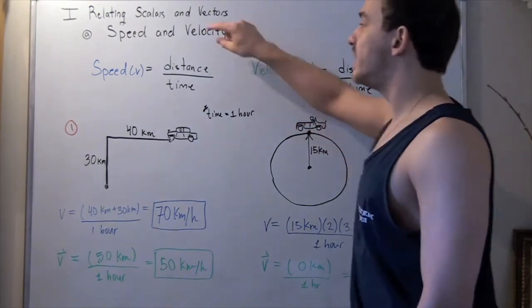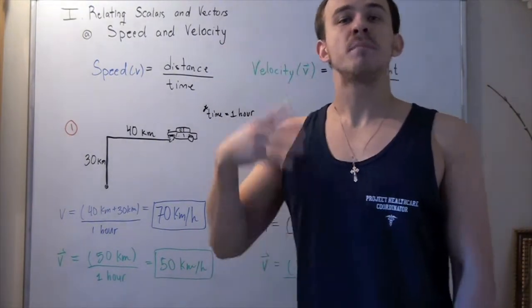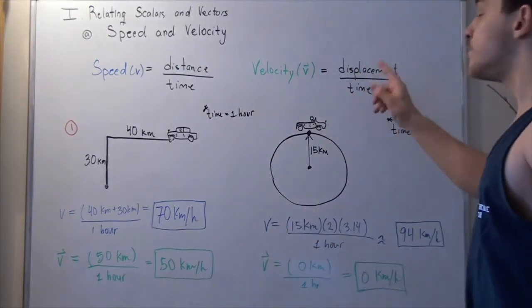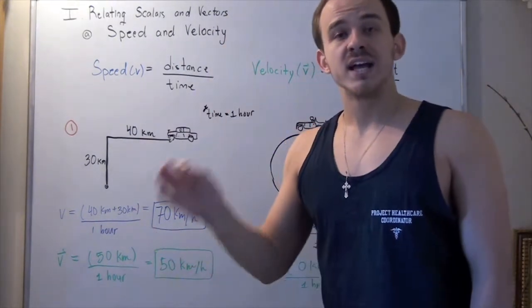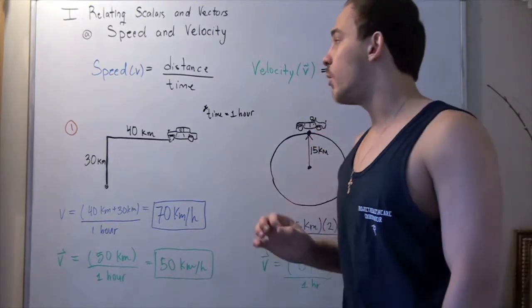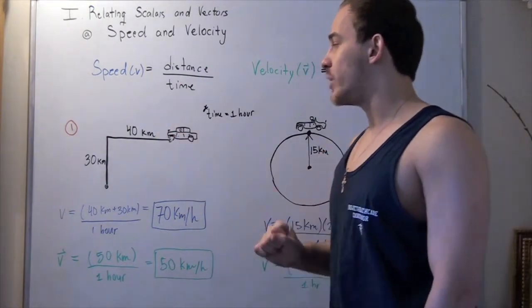So let's recall what distance and what displacement are. Distance is the actual pathway taken by our object, while displacement is the most direct pathway that our object could take to get from some point A to some point B. To compare the two, let's look at the following two examples.